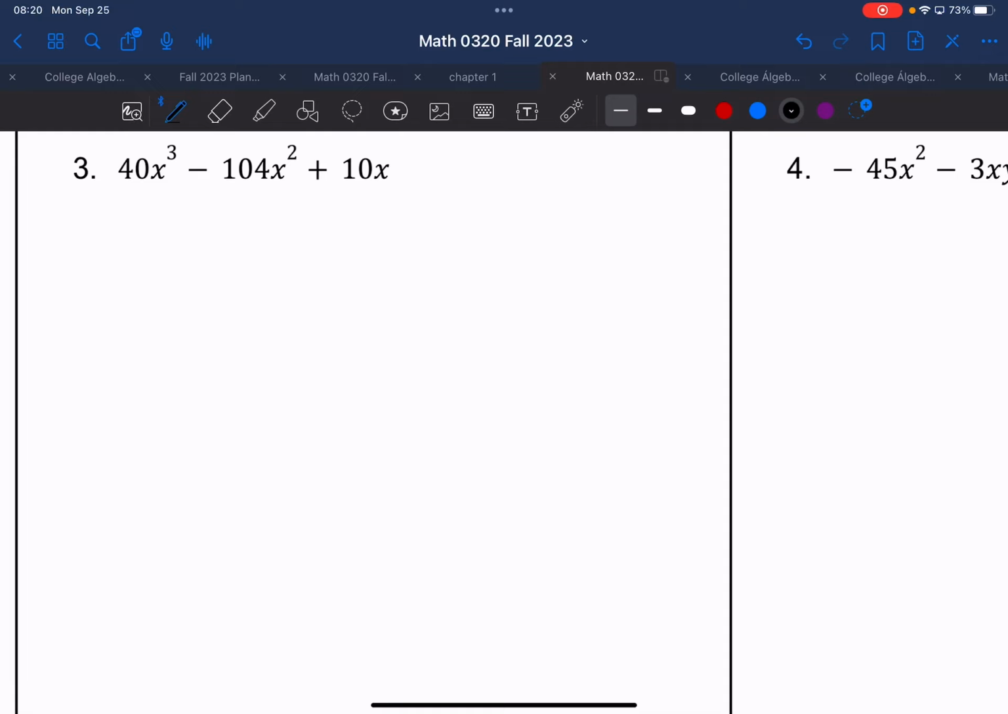10x. Perfect, 10x. So we have a GCF of 10x, and if I take out that 10x, I'm left with 40 divided by 10 is 4. X cubed divided by x is x squared, so that's my first term. Minus 104, well actually 104 is not divisible by 10, so it can't be 10x. What would be our GCF?